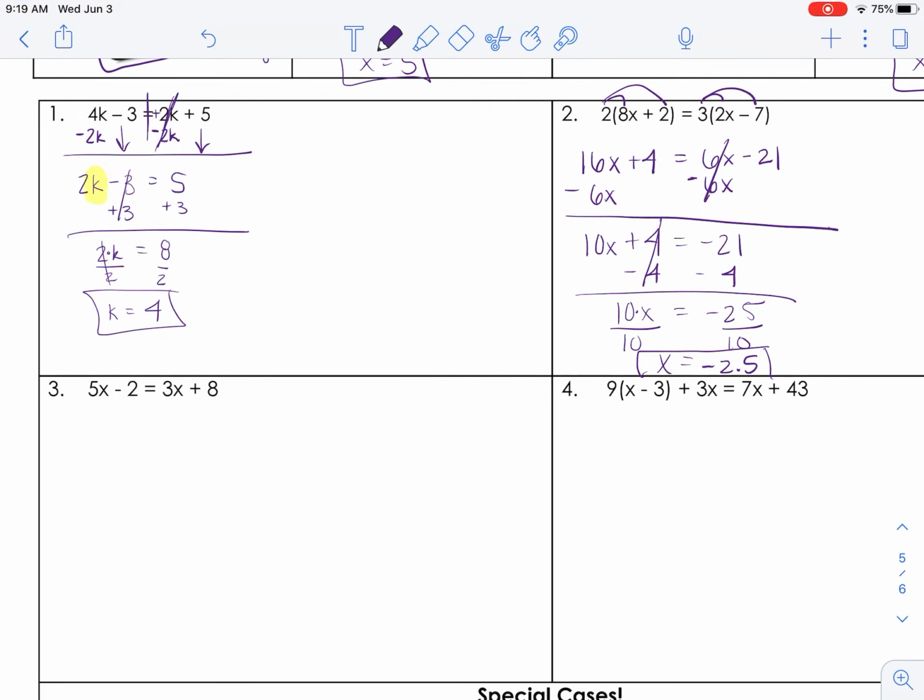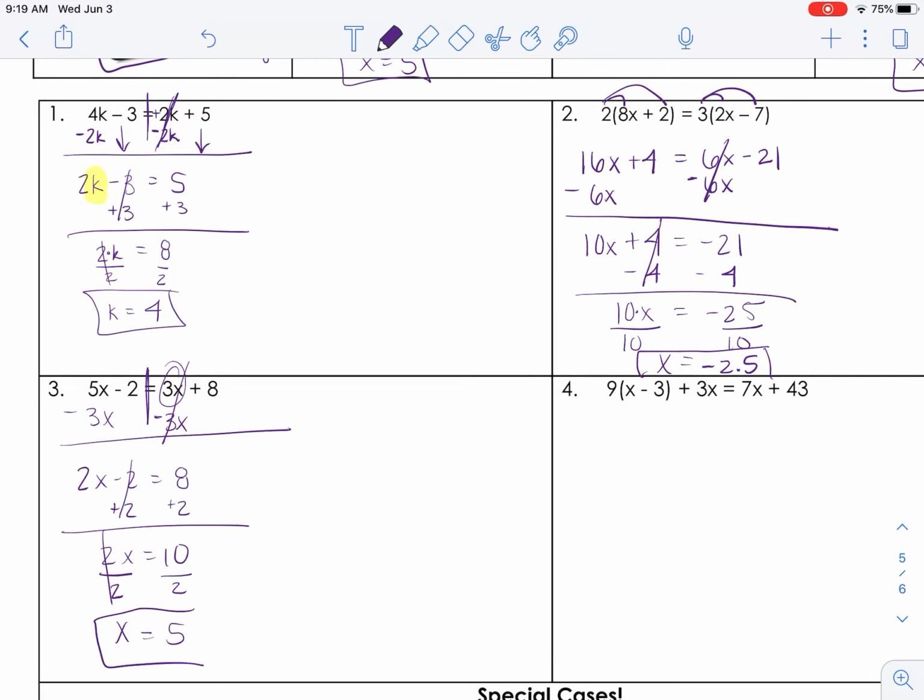Number 3, again, there's no distributing. We can't combine anything because they're on different sides. So we've got to move that smallest x term. That's a 3x, so I'm going to undo that. And that goes away, and I get 2x minus 2 equals 8. I'm going to undo my subtraction. And we're going to divide, not by 5, by 2, because x is being multiplied by 2 and we want x by itself. So x equals 5.